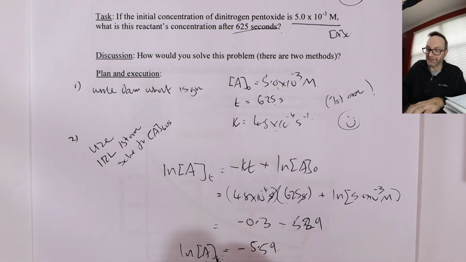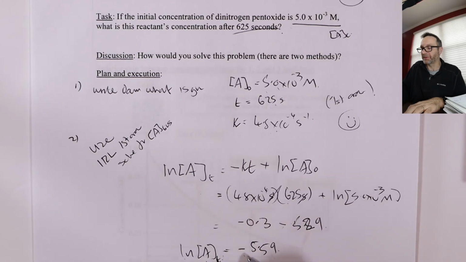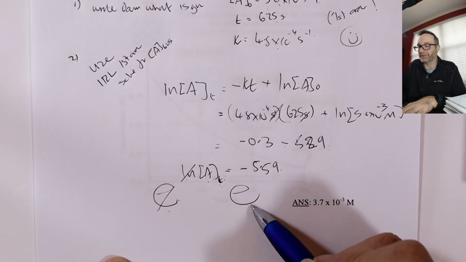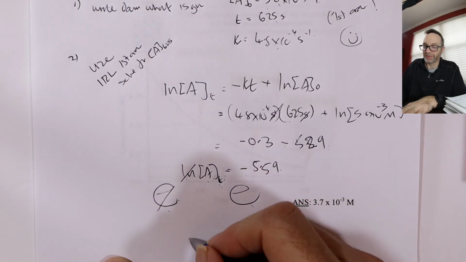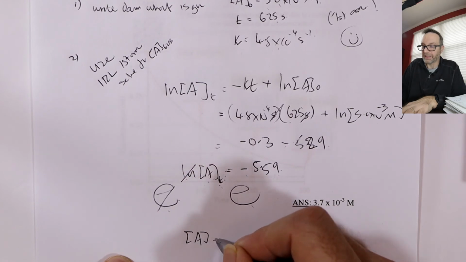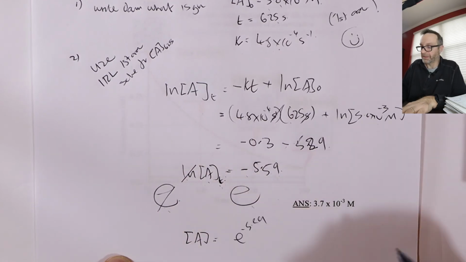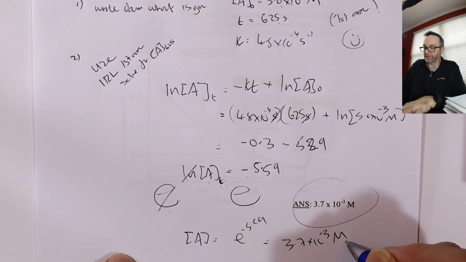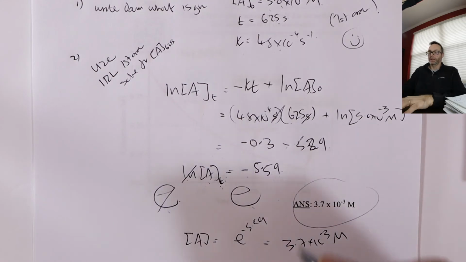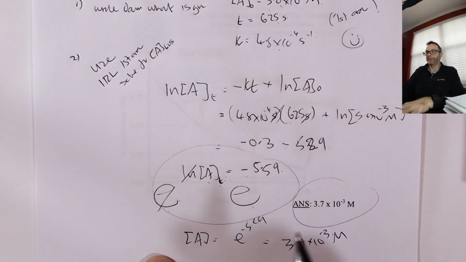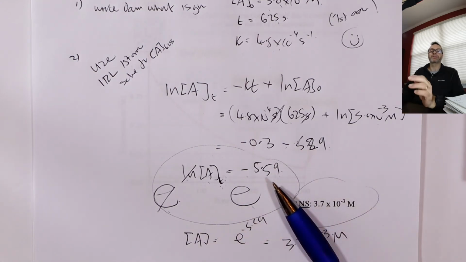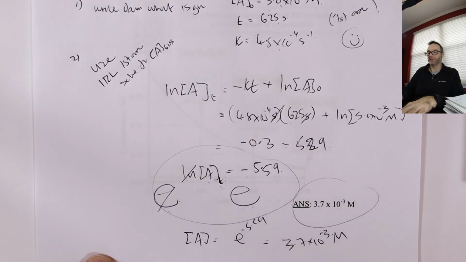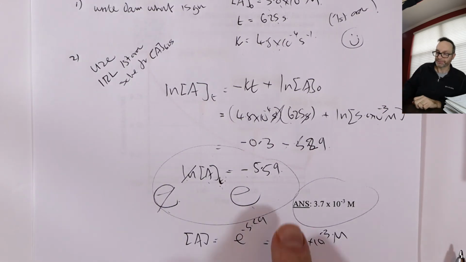So I'm going to go e to the natural log of A equals e to the minus 5.59. E to this equals e to this, and that just disappears. So A equals e to the minus 5.59, which equals 3.7 times 10 to the minus 3. Now, that was the weird one. To get rid of a natural log, you work out the answer and raise e to that number. And there it is.